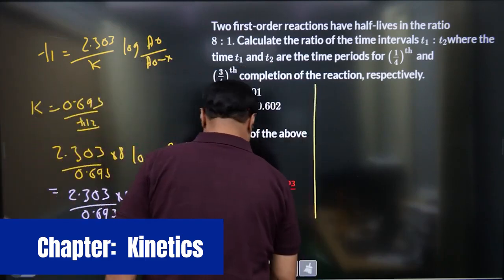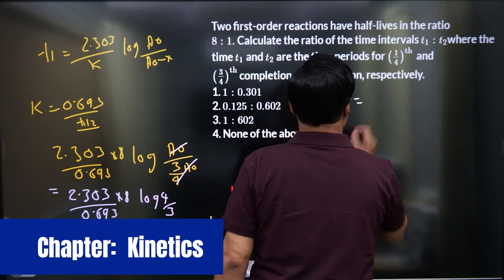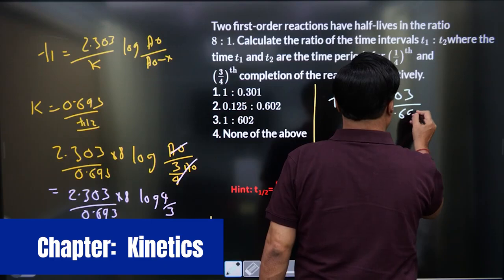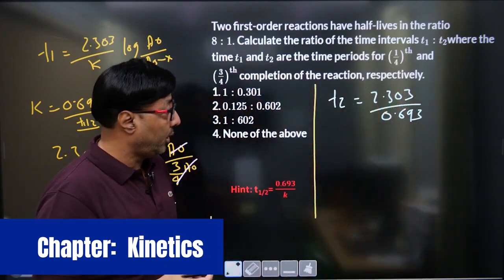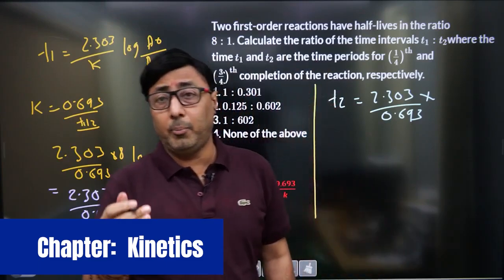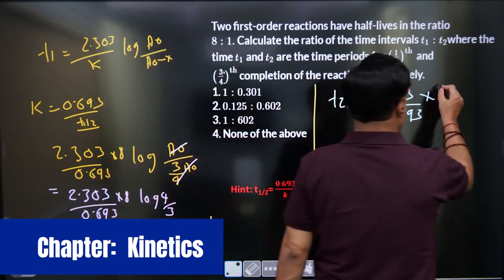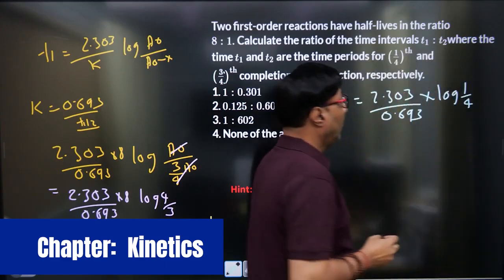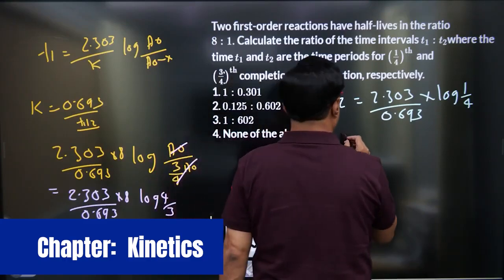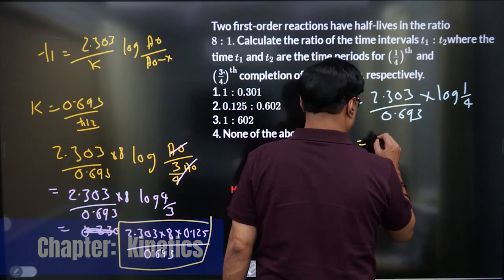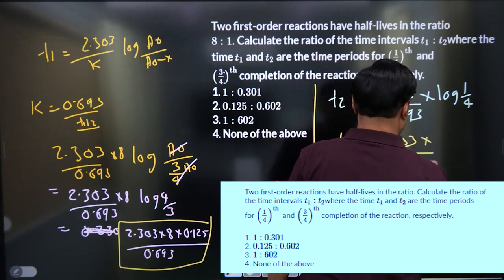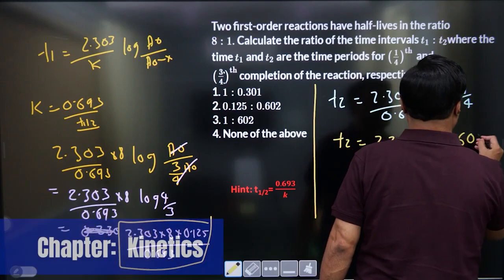Now for t2, the same equation can be written as 2.303 divided by 0.693 by 1. So there is no need to write 1. Multiplied by, this time 3/4 has been consumed. It means 1/4 is going to be left. So it can be written as log 1/4. Now this has to be written like t2 is equal to 2.303 into 0.693, and this is 0.602.